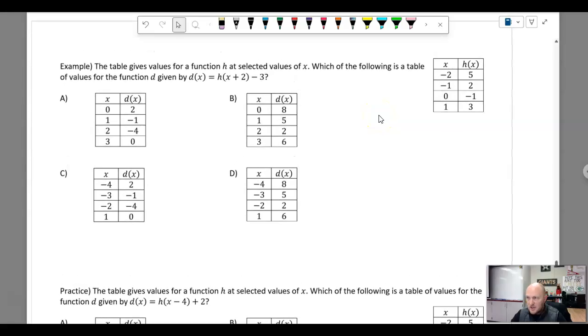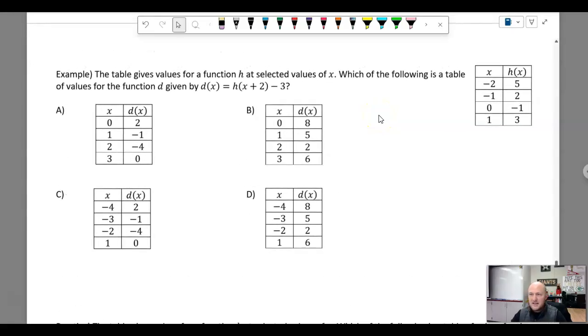Last topic here. Kind of the same idea. They say a table gives values for the function h at selected values of x. Which of the following is the table of values for the function d, which is h of x plus 2 minus 3? So again, what they're saying here is you have an h value that is negative 2 and a k value that is negative 3. So essentially, we're going left 2 and we're going down 3.